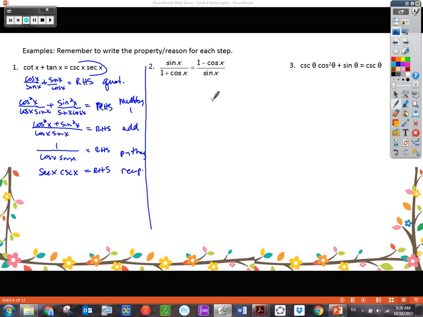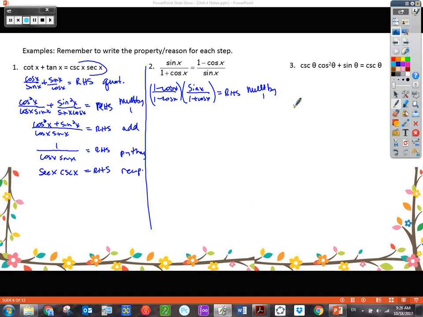And I think we learned in that previous example how one way to get rid of a binomial in the denominator. And that's by multiplying by its conjugate. Right? If I multiply by its conjugate, then it's going to shrink it to one, a monomial instead of a binomial, which is really kind of what we want. So let's do that. So I'm going to multiply this by 1 minus cosine over 1 minus cosine. And that reason is multiply by 1, or you can write common denominator.